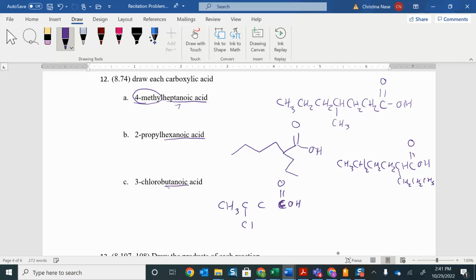So I've got CH3. This carbon has 1, 2, 3. Needs one hydrogen. This guy needs 2, and that guy's good. He's got 1, 2, 3, 4. And that's all we have there.